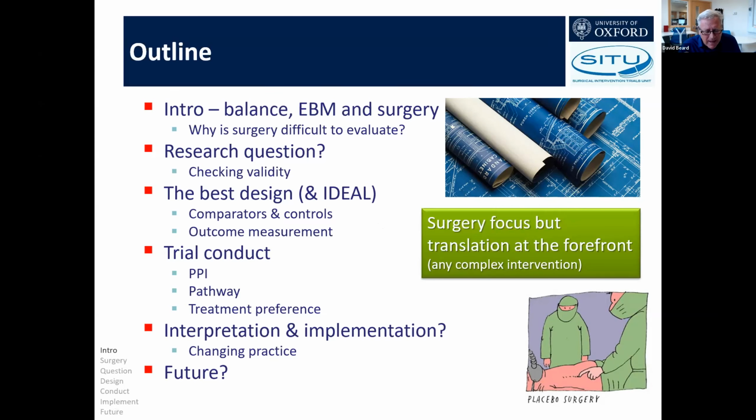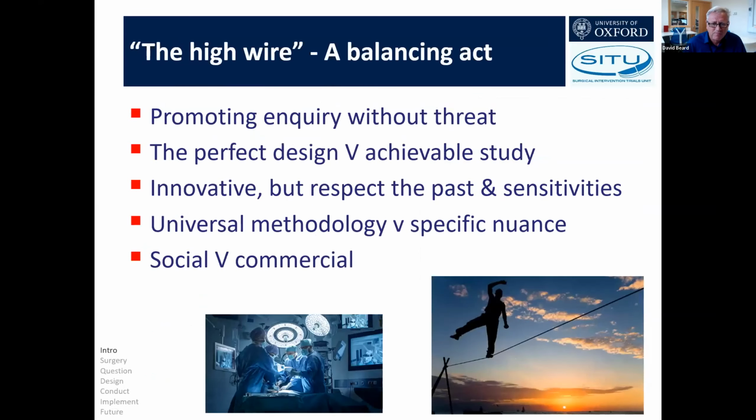But I want to make it clear that, first of all, I'm not an orthopaedic surgeon. My background is actually in rehabilitation, but I've done a lot of musculoskeletal stuff. The surgery is the focus of this because that's what we're talking about. But it can be translated to any complex intervention. So rehabilitation, physio, psychology. There's a whole group of different disciplines which may benefit from this complex intervention type approach.